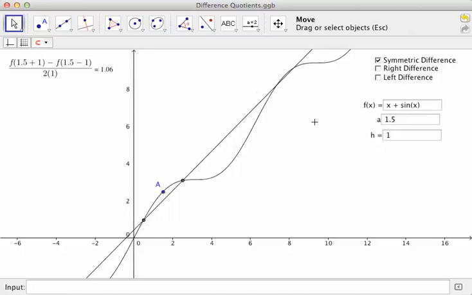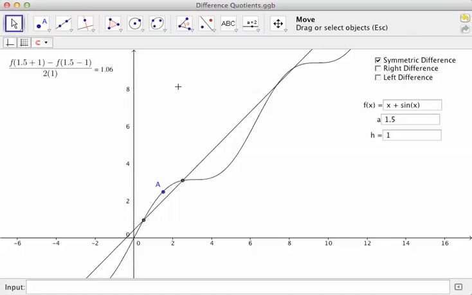So what I'm doing here is trying to show you the geometry of difference quotients. They come up a lot. They're pretty important. We use them to approximate slopes of curves. So if I want to find the slope or approximate the slope of this curve, f of x, which is x plus sine of x, at the point A, the x-coordinate of A is 1.5.